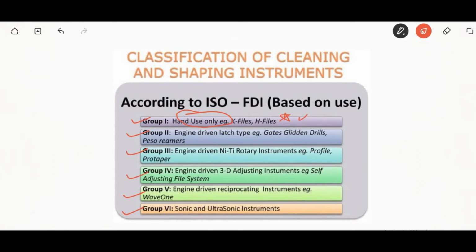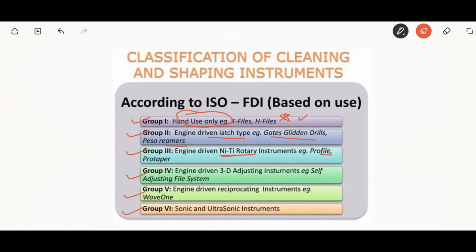Group 2 are the latch type engine driven instruments. They are designed the same as the Group 1, but they can be attached to the handpiece. Group 3 are the drills or reamers, latch type engine driven. Group 4 are the root canal points that we use: the gutta-percha, silver points, and paper points.